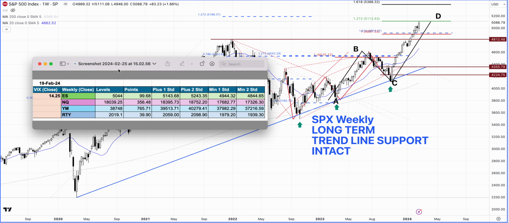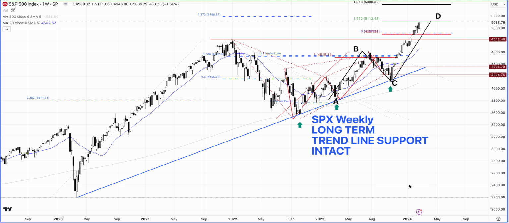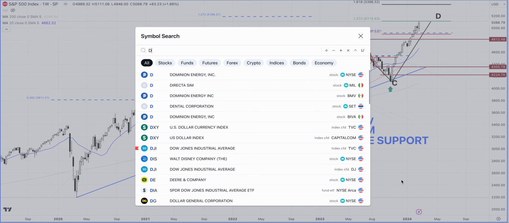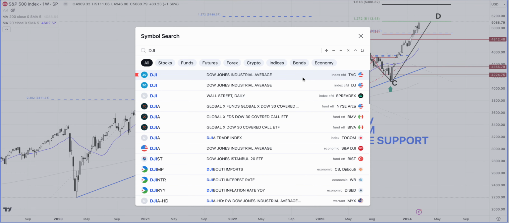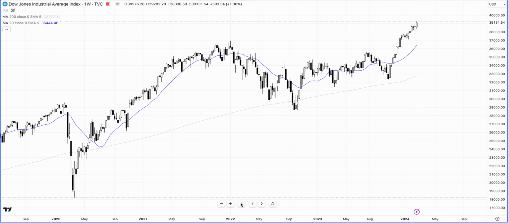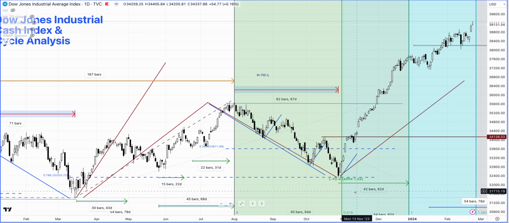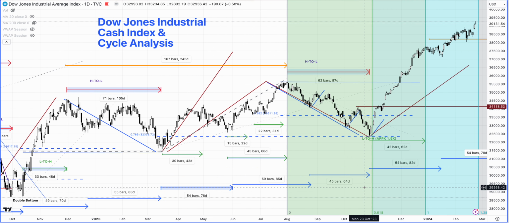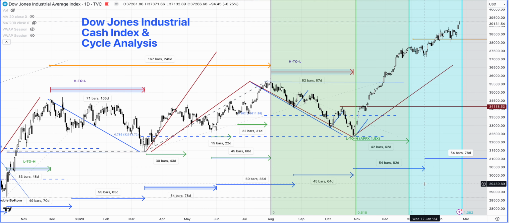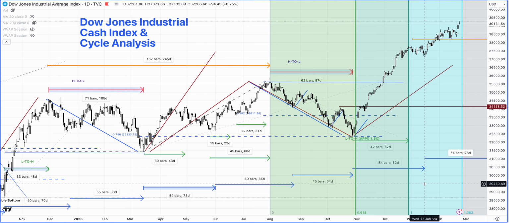So with that, we'll move forward, and I will move really quickly into the Dow Jones Industrial Average Cash chart, moving down to the daily chart. Here we go. And what we are looking at is the daily chart of the Dow Jones Industrial Average Cash Index, and here we have been watching our timing cycles, and we have a key date coming up per this model, and that date comes around 27th of February 2024.